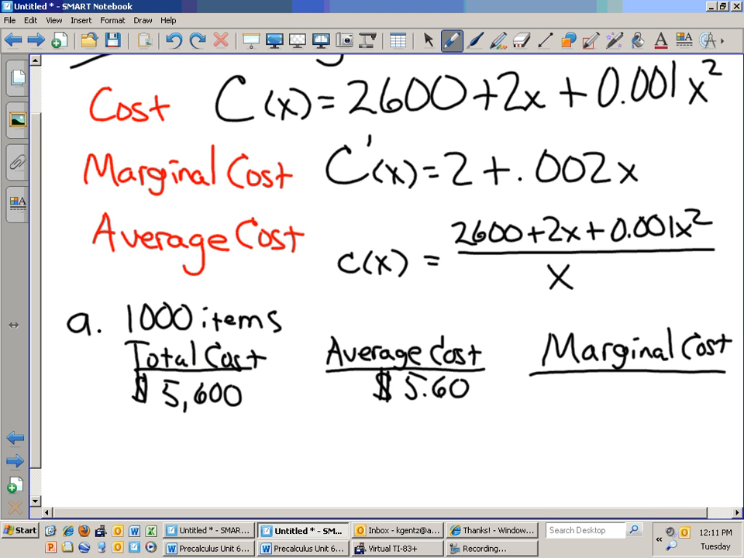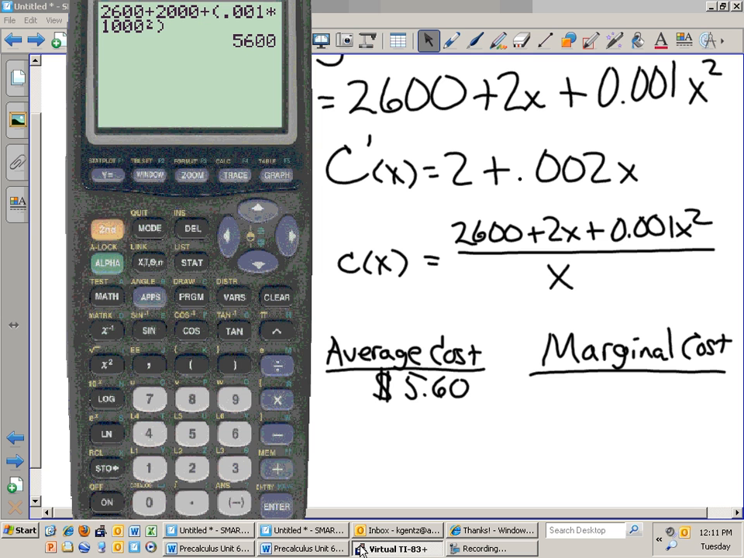If I want to figure out marginal cost, where do I plug the 1,000 in? Right here. If I plug in 1,000 times 0.002, that is going to be 2. So if you just try it, 2 plus 0.002 times 1,000, I believe we get 4 out of that.